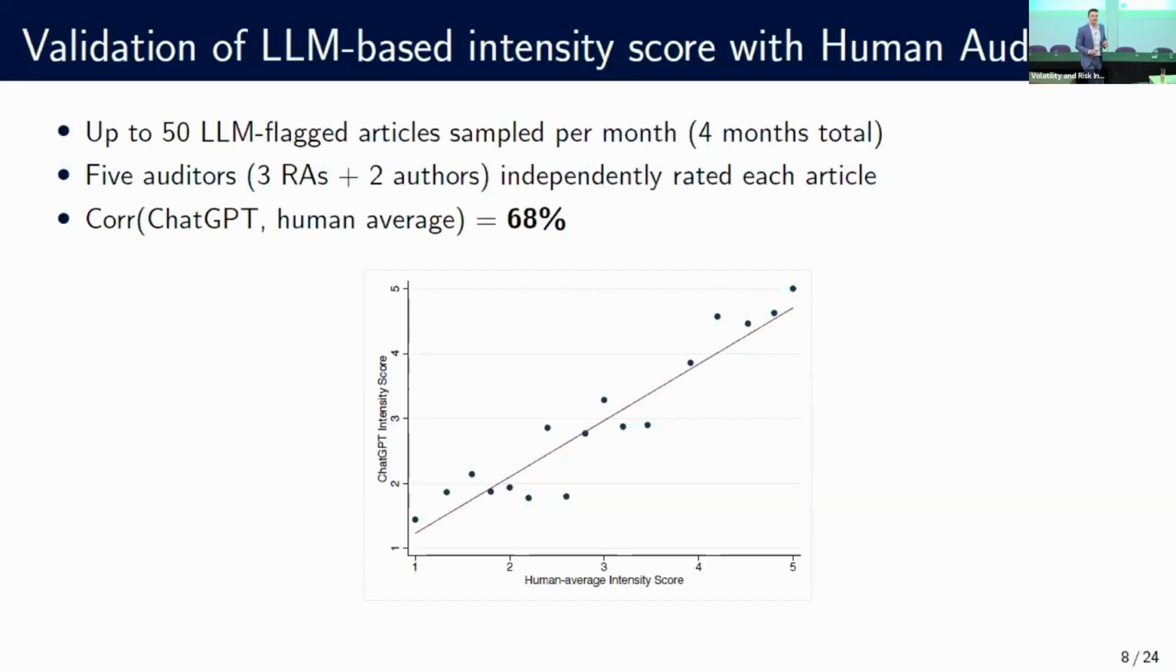So it kind of performed like an average human. So here is essentially the human average intensity score and the ChatGPT score, and they're pretty similar here, 70% correlation. So essentially what AI allows us is not better than the humans, but it just allows us to implement this at scale. We can do it for 500,000 articles.